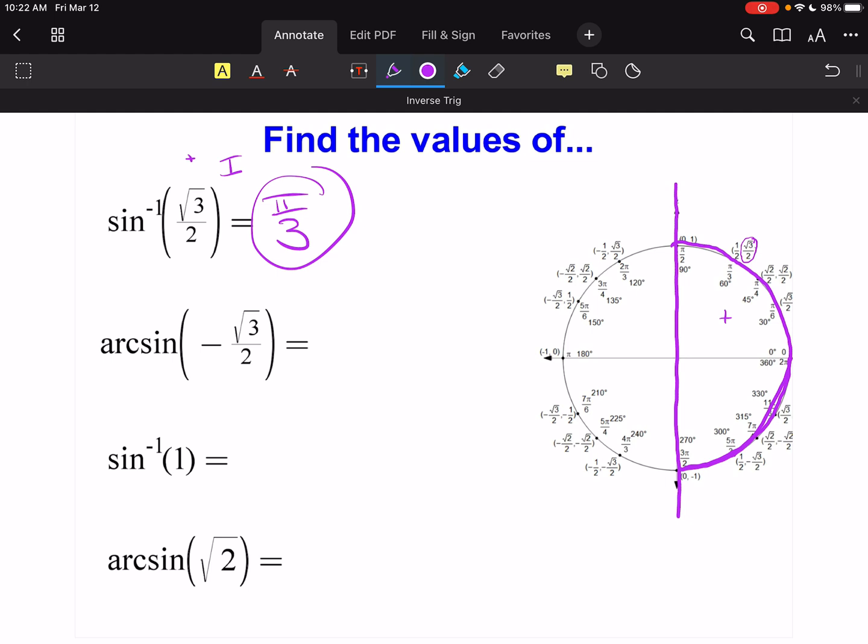Looking at the next one, I have negative, right? So negative y would happen in quadrant 4. Negative square root of 3 over 2, right here. And that's at 5 pi thirds. Sine of 1 is the quadrantal, right? That's right here. And that's allowed, right? Because we had closed brackets. We went from negative pi over 2 to pi over 2. So pi over 2 is included, and that is a possible answer choice. This last one, square root of 2 is not on my unit circle, and we'll talk about that guy a little bit later, right?